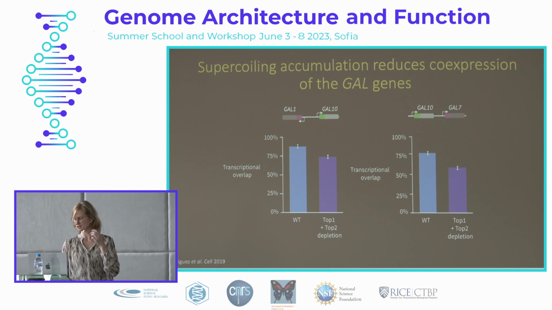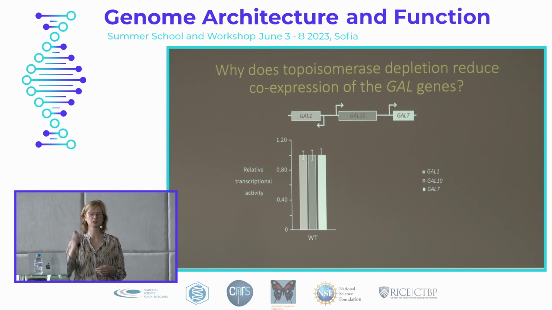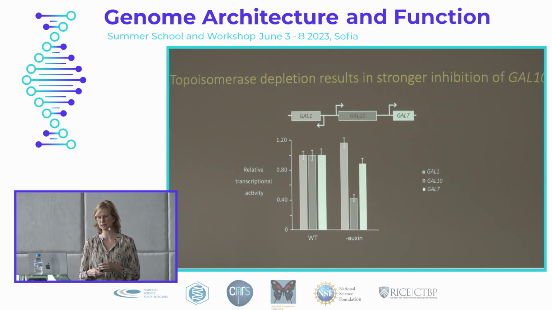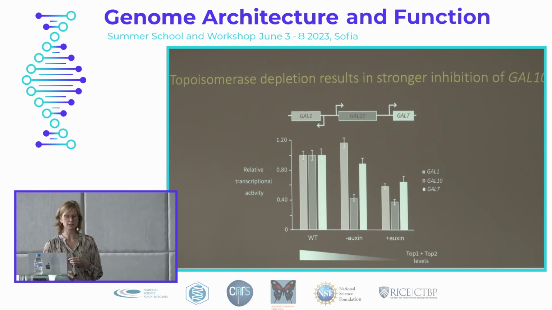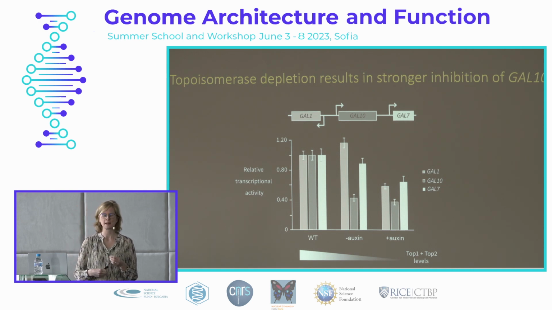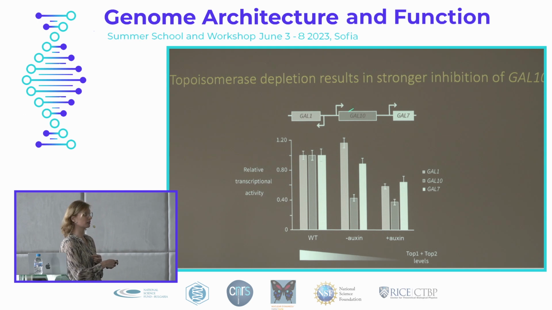We got the same results, and then we started asking, why do we see this decoupling of these genes? We started to look at the individual transcription levels of these 3 different genes, compared to wild type. If we partially deplete the topoisomerases, we see that mostly GAL10 goes down in transcription, whereas GAL1 and GAL7 are much less affected. If we completely deplete topoisomerases, then all 3 genes go down, but still GAL10 is much more affected. This was quite remarkable because normally GAL1 and GAL10 are always expressed to the same degree. So somehow GAL10 was affected much more here, and we thought maybe that's why we see this lower coupling of these genes.